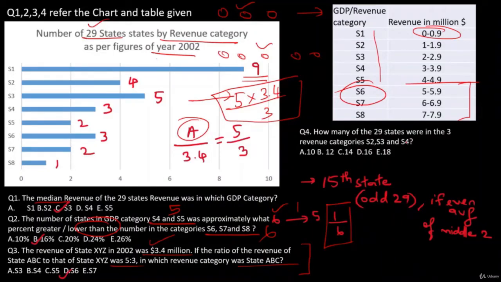How many of the 29 states were in the 3 revenue categories S2, S3 and S4? So over here you have S2, that's 4, and S3, that's 5, and S4, that is 3. So 4 plus 5 plus 3, that's equal to 12, and hence the correct answer to this question is option B. Let's move on to set 6.